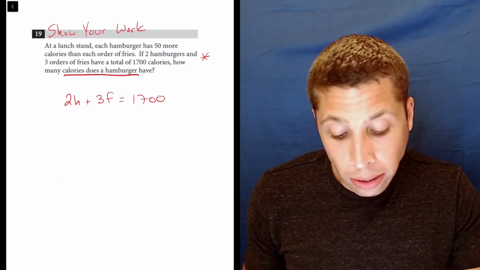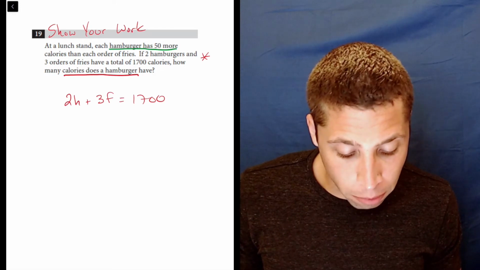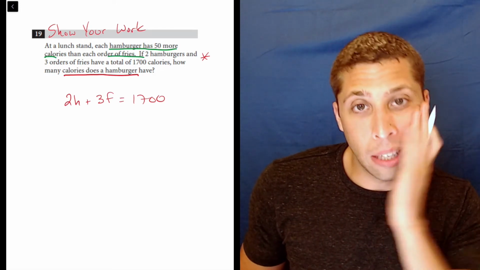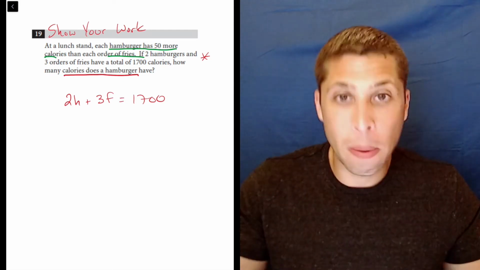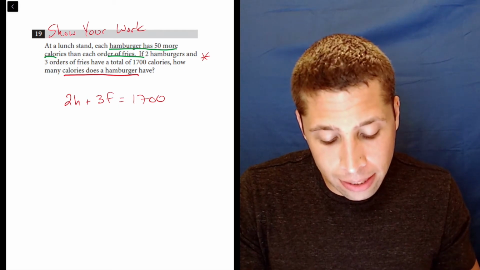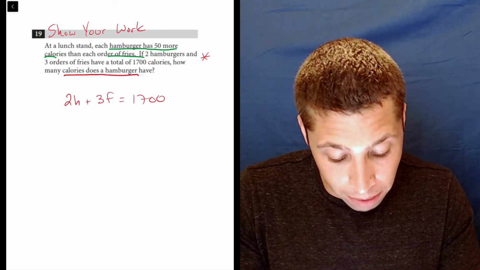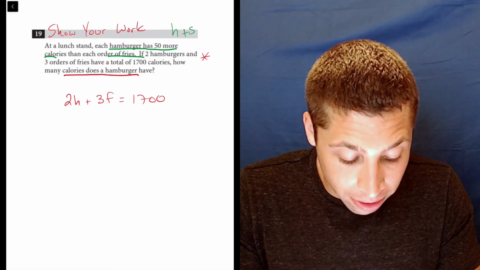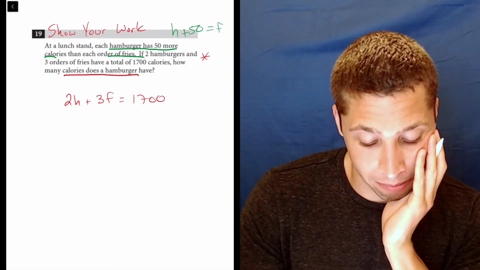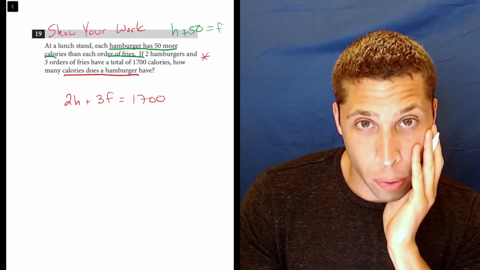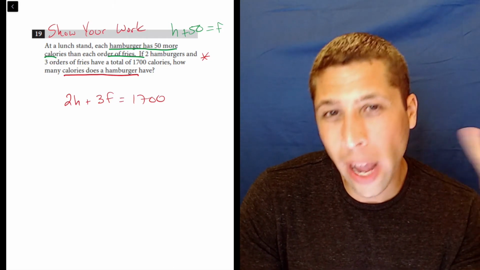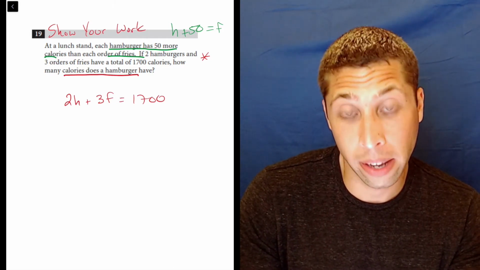So that, I think, is the more intuitive equation. The first one is a little problematic. Each hamburger has 50 more calories than each order of fries. It's just, in my experience, people tend to mess this up. So, should I do it the wrong way? Yeah, let's do it the wrong way. H plus 50 equals F. Okay, I wrote it out of the way so we wouldn't mess it up. That's the wrong equation, but it sounds kind of right. Look, if we look at the text, in a way, you could see how it matches with what is written there.